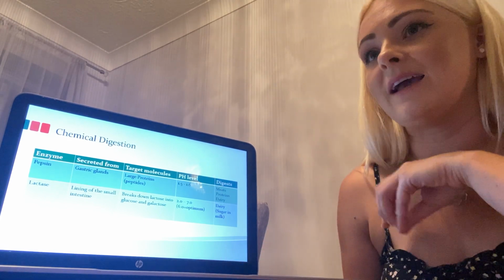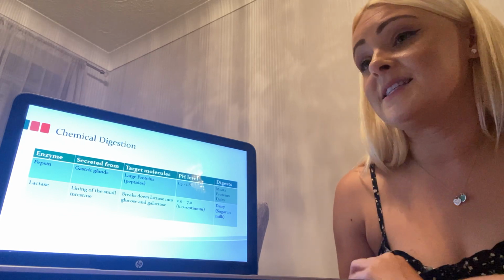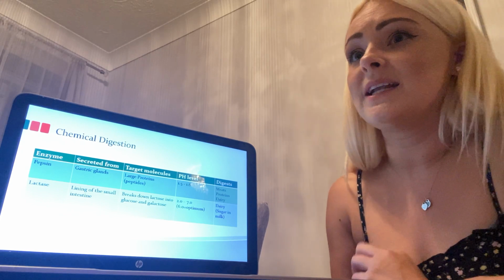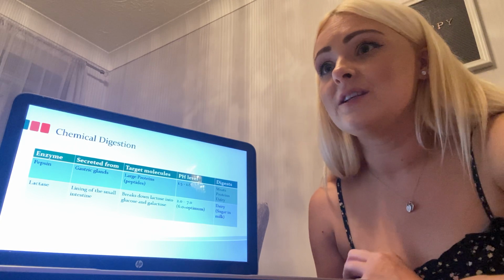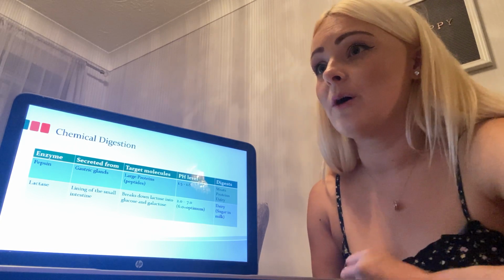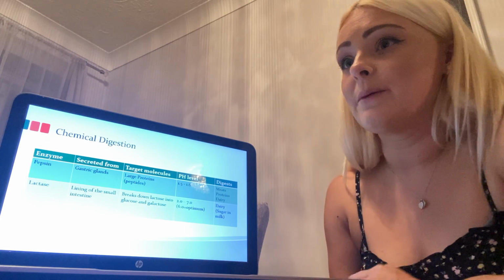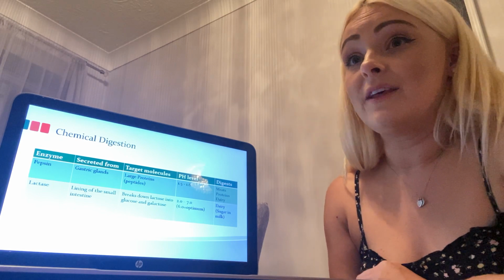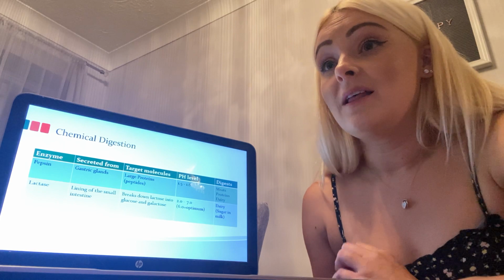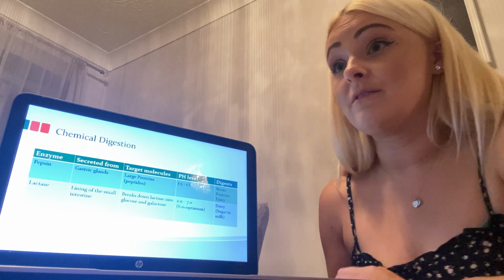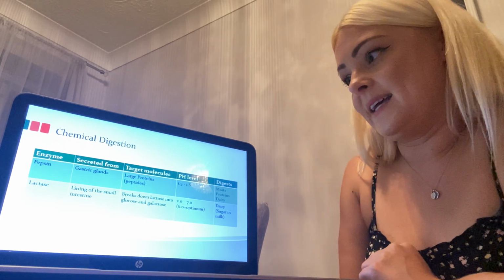Looking at the table here, two examples of enzymes are pepsin and lactase. So pepsin is secreted from the gastric glands in the stomach, creating small proteins called peptides. It's created when the hydrochloric acid and gastric juices are mixed together, which was discovered by Theodor Schwann in 1836. The pH level pepsin works best at is in the range of 1.5 to 1.6.